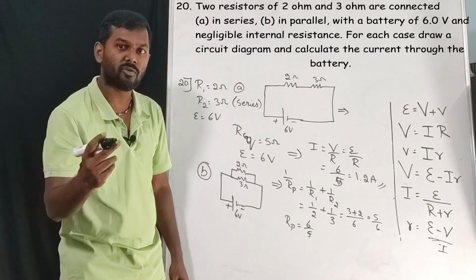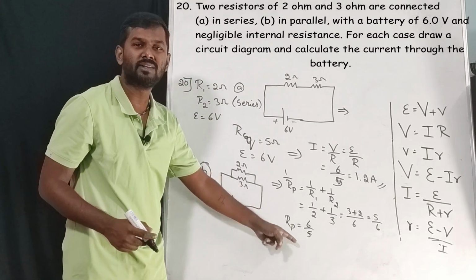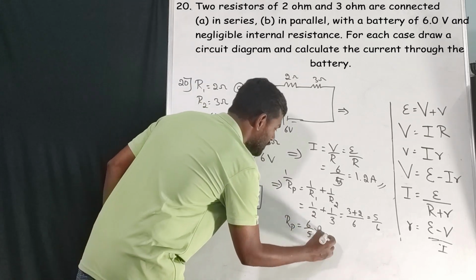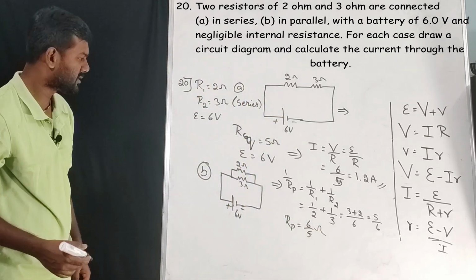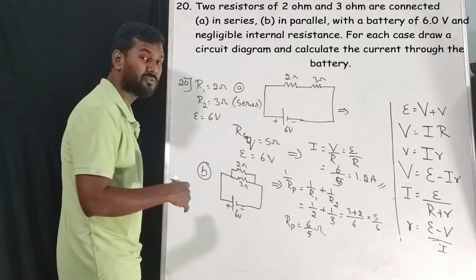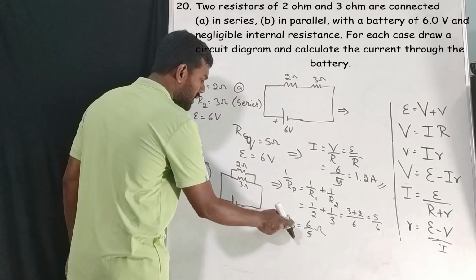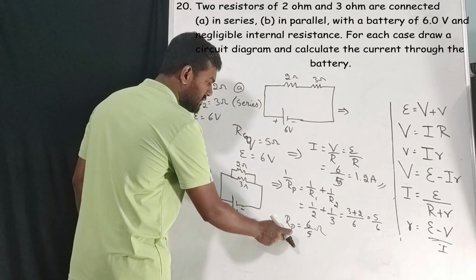What we have to find? We have to find current. So we don't have to find the decimal value here. You keep it like this. So this will be useful in the next calculation. Next calculation is nothing but finding the current. So we got the parallel resistance value.